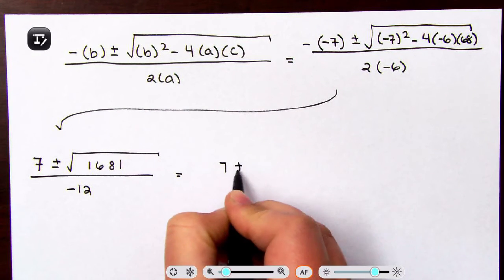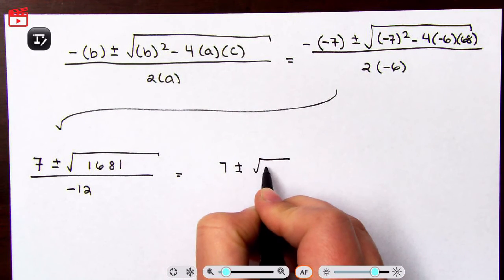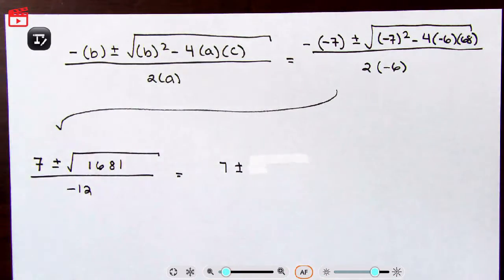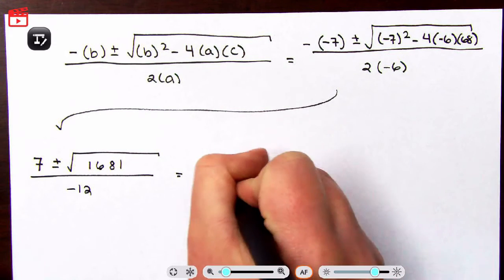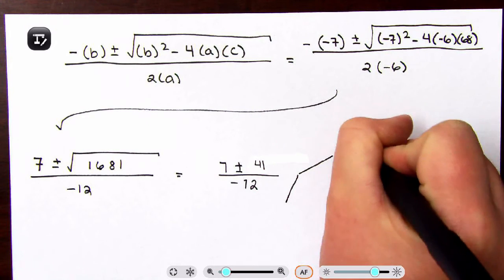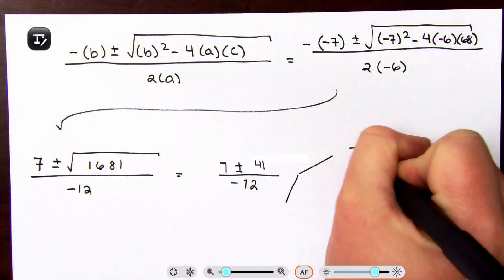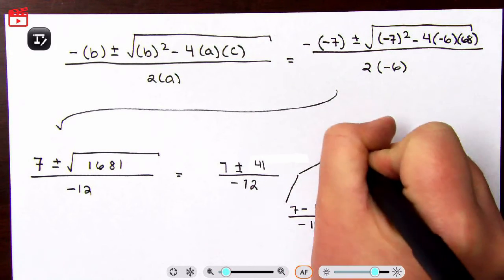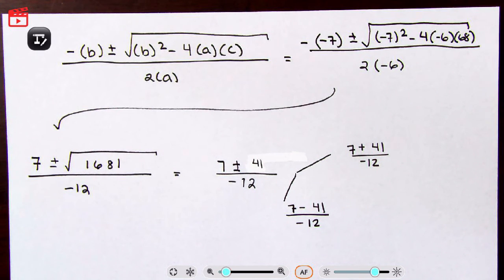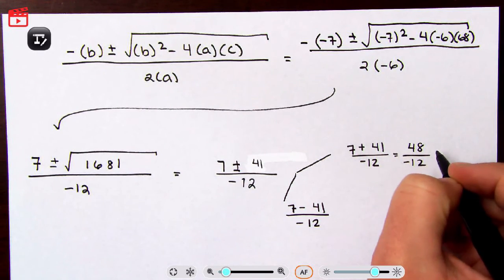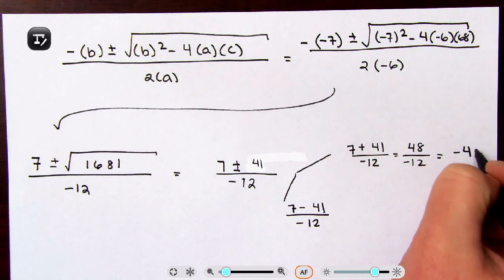So I have 7 plus or minus the square root of, I don't need a square root. I already did the square root. So this is 41 divided by negative 12. So now we separate this out into 2 separate equations. One of them is a plus, one of them is a minus. So 41 plus 7 is 48 divided by negative 12. And that gives us negative 4 is equal to x.